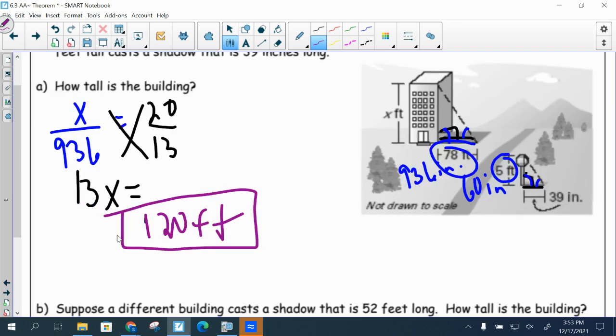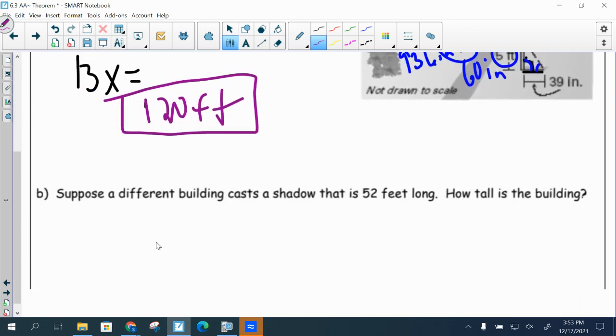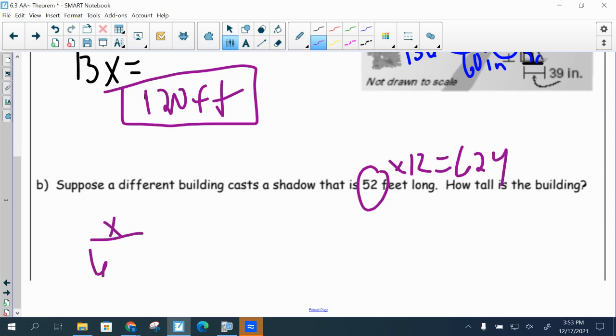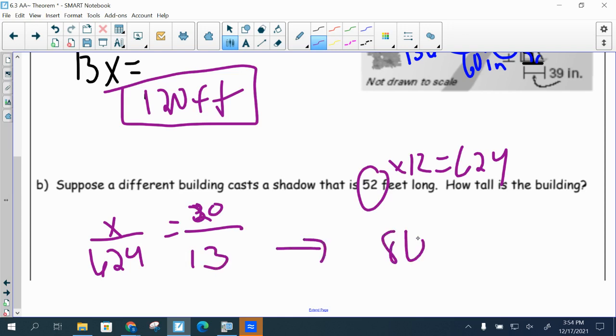Okay, for part B, it says, suppose a different building casts a shadow that is 52 feet long. So you would do the same thing, multiply 52 times 12, which would give you 624, and then you would do x over 624 equals 20 over 13. And if you solve that and divide by 12, that would give you 80 feet. So kind of the same setup there.